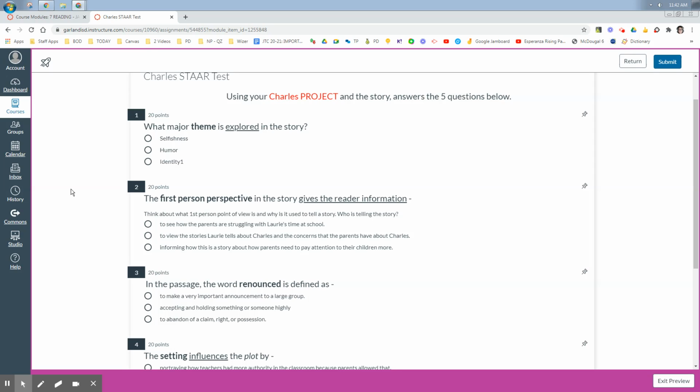Yes, no, or maybe. The first person perspective in the story gives the reader information to view the story Lori tells about Charles and the concerns that the parents have about Charles. The last one is, the first person perspective in the story gives the reader information informing how this is a story about how parents need to pay attention to their children more. So which one explains why first person perspective is used?